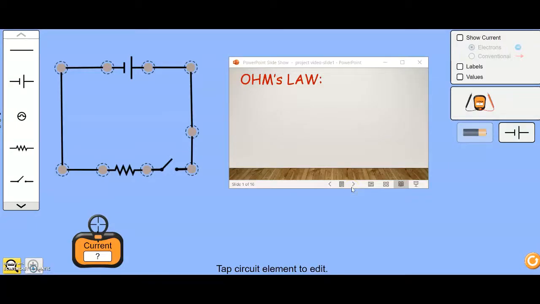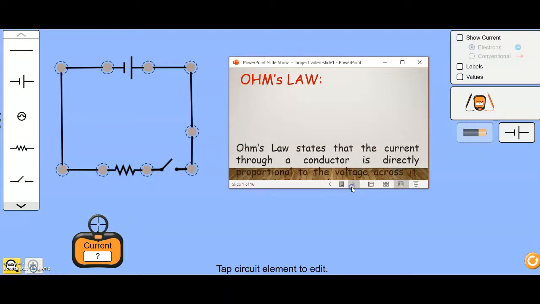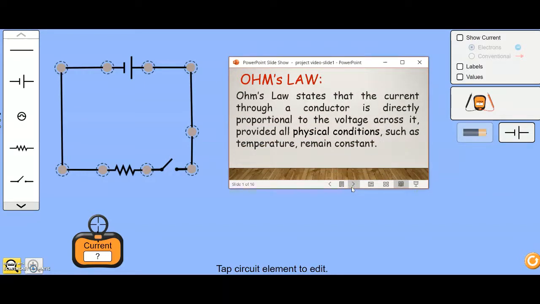Hello, the intention behind this video is to give you an overview of Ohm's law. To begin with, I present the statement of Ohm's law. It says that the current through a conductor is directly proportional to the voltage across it, provided all physical conditions such as temperature remain constant.